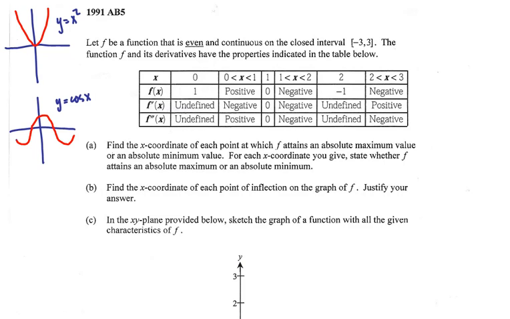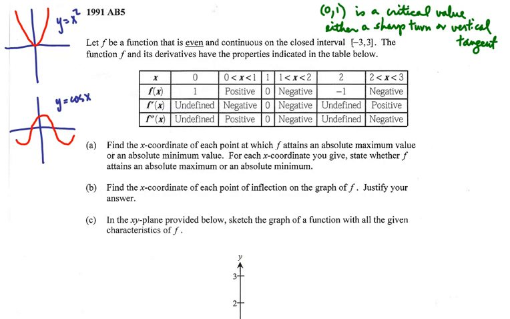Now let's take a look at when x is 0. The function has a value, but the first derivative is undefined and the second derivative is undefined. So what do you know about the point at x equals 0, y equals 1? We should state that at x equals 0, y equals 1, we have a critical value. The derivative is undefined there but the function does exist, which means we will have either a vertical tangent or a sharp turn. So I write down that at the point (0, 1) we have a critical value.